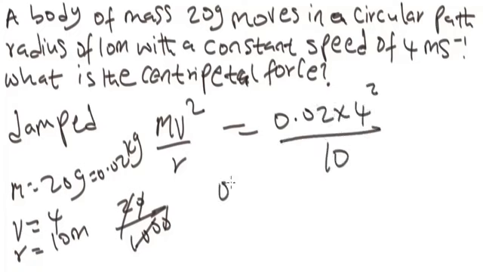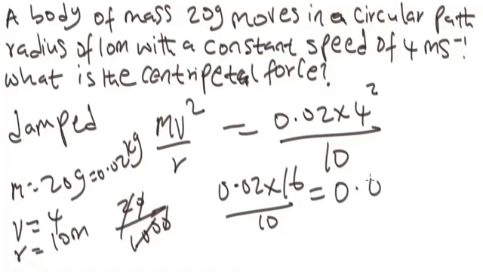When you simplify this, we're going to have 0.02 times 4 squared, which is 16, over 10. Alright, so let me punch this into my calculator and get the value. Okay, so the centripetal force will be 0.032 Newton. Alright, so that will be the answer to this question. Now let's solve another problem.